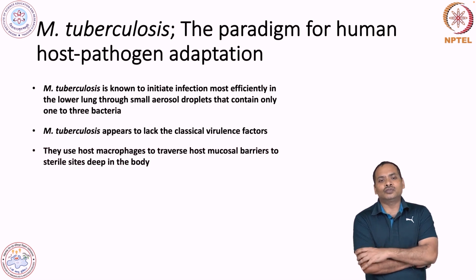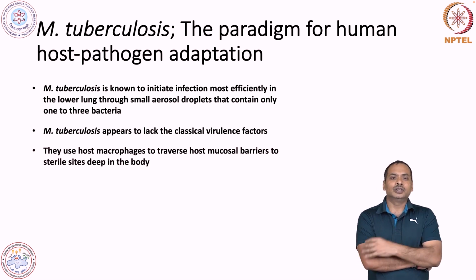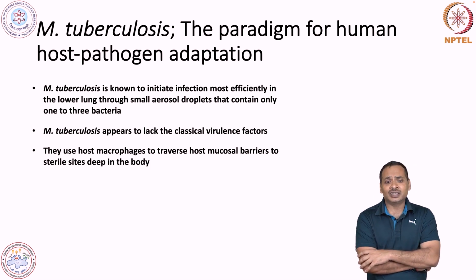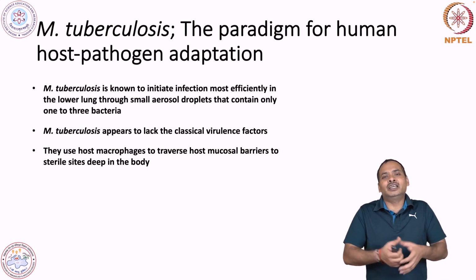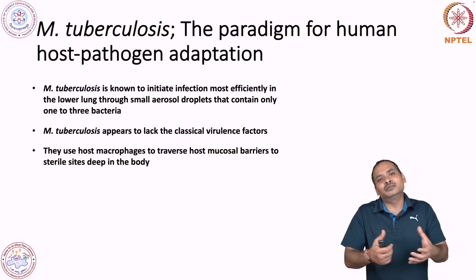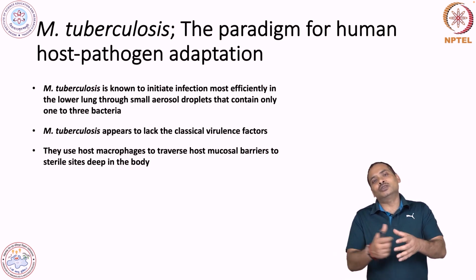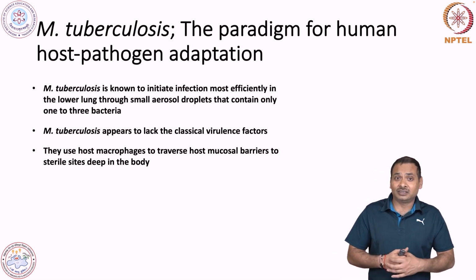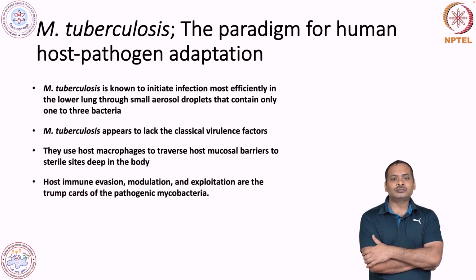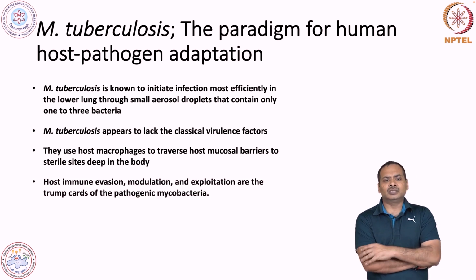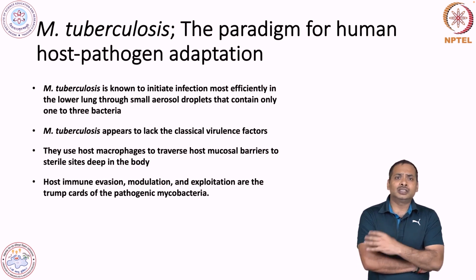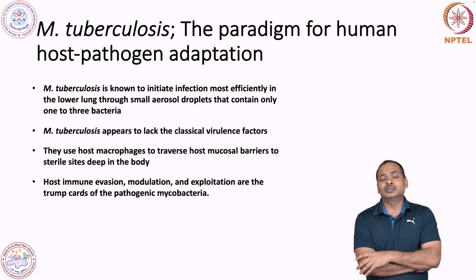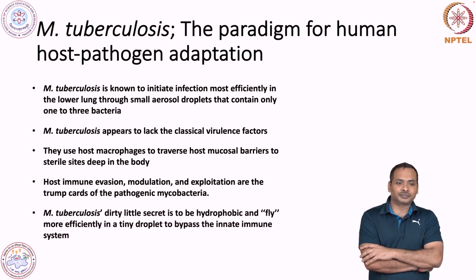They use the host macrophages to traverse the host mucosal barrier to sterile sites deep in the body, okay. So they basically have a carrier. The carrier is the macrophage. The macrophage is the host macrophage. So through this carrier they can move here and there, and they can cause severe disease. So host immune evasion, modulation and exploitation are the trump card, okay, of this pathogenic mycobacteria.